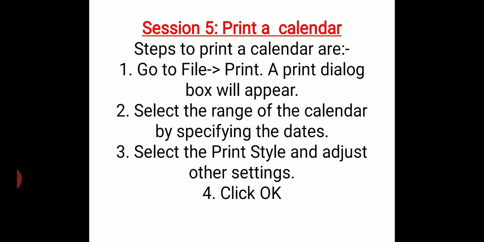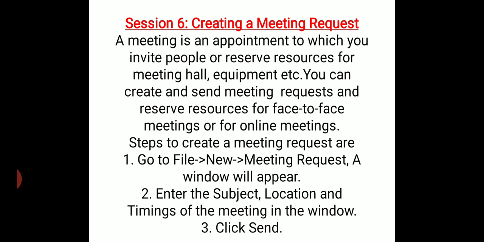Session 5 is how to print a calendar. For printing or getting a hard copy, you can follow these steps: File menu, Print option, and the Print dialog box will appear. Then select the range of the calendar by specifying the dates. Then select the print style and adjust other settings. Then click OK.